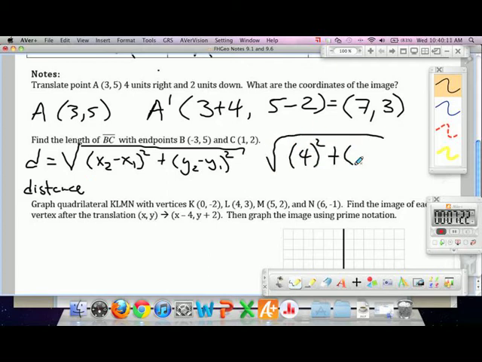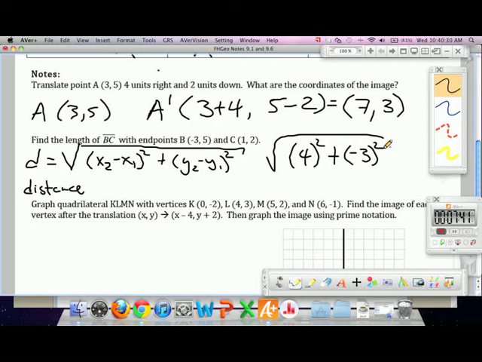And if we subtract the y's, we get 2 minus 5 is negative 3. Then you get negative 4. Okay, what's 4 squared? 16. What's negative 4 squared? Also 16.